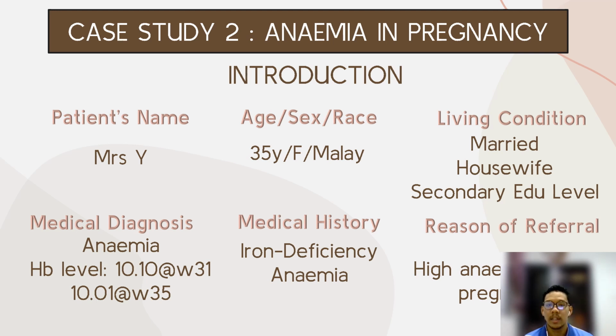Mrs. Y. Her age is 35 years old, a female and a Malay. She is married, a housewife, and has a secondary education level, which is SPM. For the medical diagnosis, she had anemia with her hemoglobin level at 10.10 in week 31 and 10.01 at week 35 of pregnancy. As for the medical history, she has a history of iron deficiency anemia for her first child, and this is due to her second child. As for the reason of referral, high anemia in pregnancy.